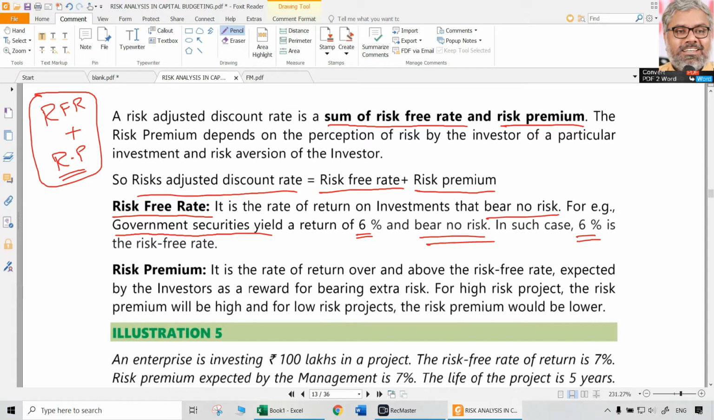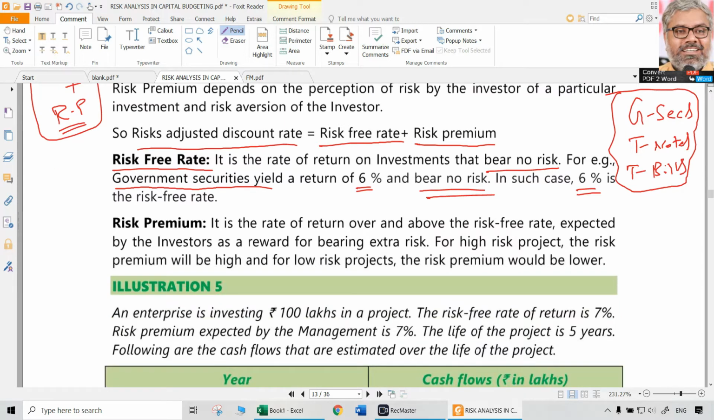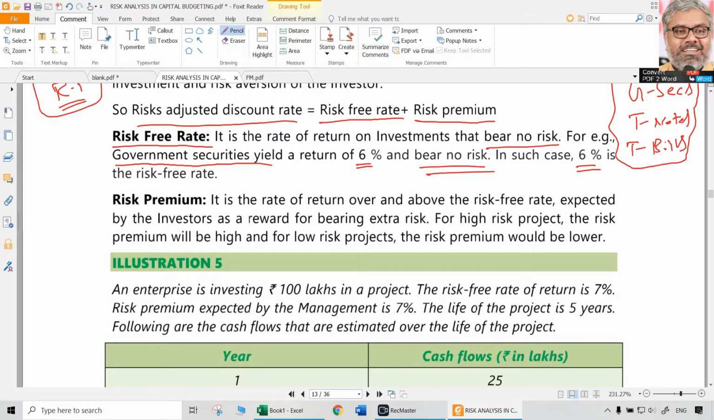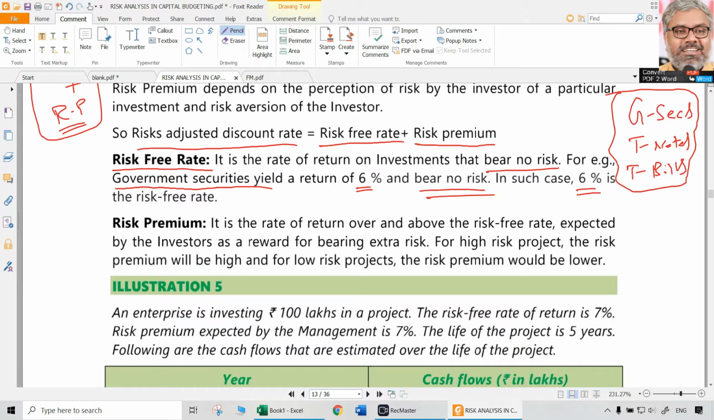Simple. So the risk-free rate, if it is given in the question, government securities, sometimes called G-secs, or T-notes, treasury notes, or T-bills, treasury bills in India which are issued by RBI. So these are all considered to be risk-free securities. Whatever the return they offer, that is called the risk-free rate of return. Plus the risk premium has to be added.